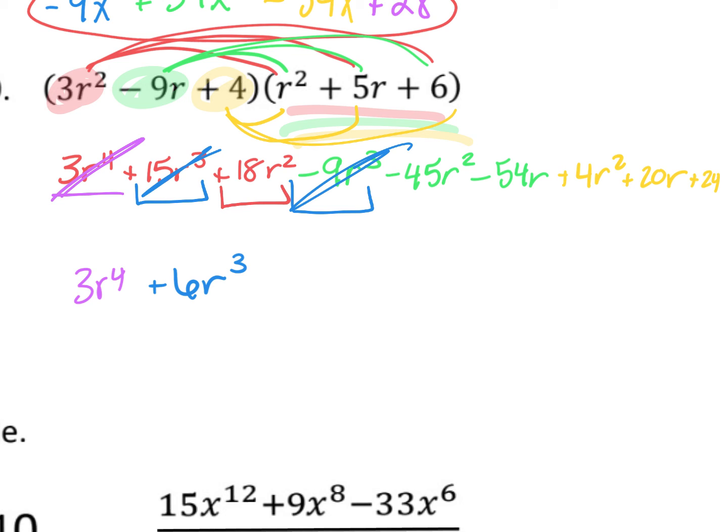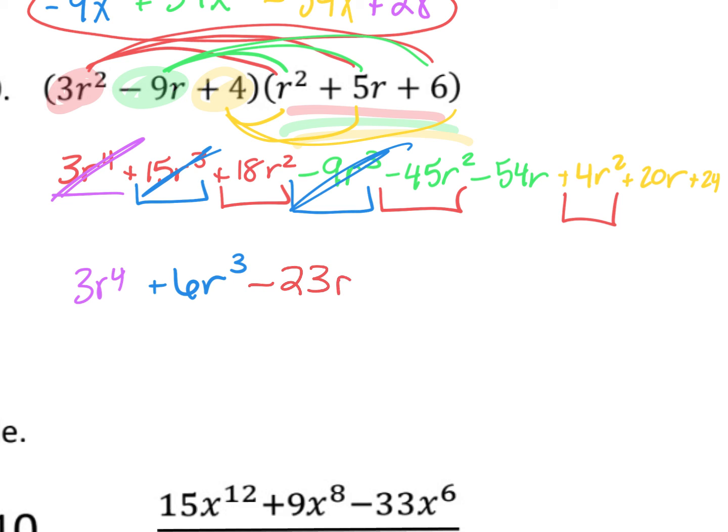So then I have an 18r squared, a negative 45r squared, and a 4r squared. So again, I'm plugging in my calculator, 18 minus 45 plus 4. If you're having trouble with the negative numbers, plug them in your calculator. The reason I block the signs with my like terms is so that I know what signs to plug into my calculator, or I know what signs to add or subtract. Okay, so when you plug that in your calculator, you get a negative 23.